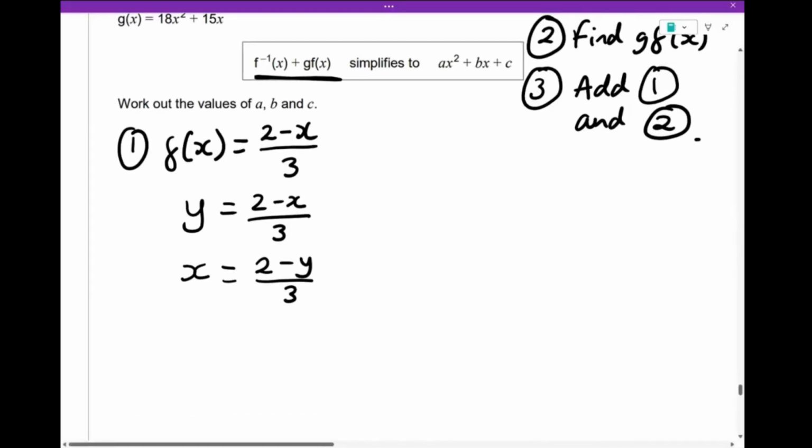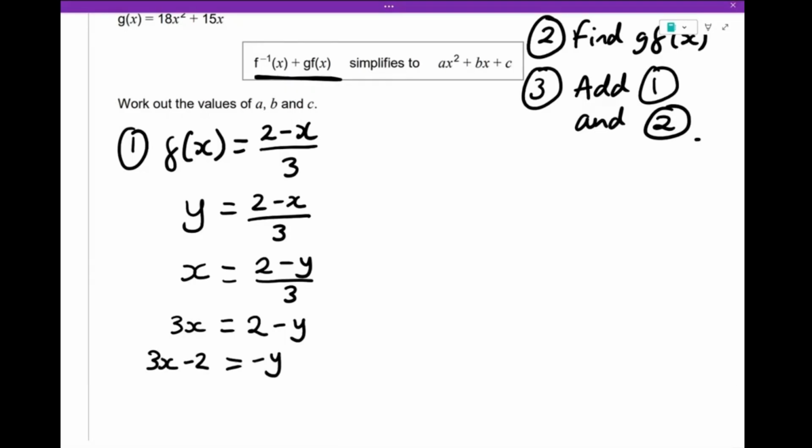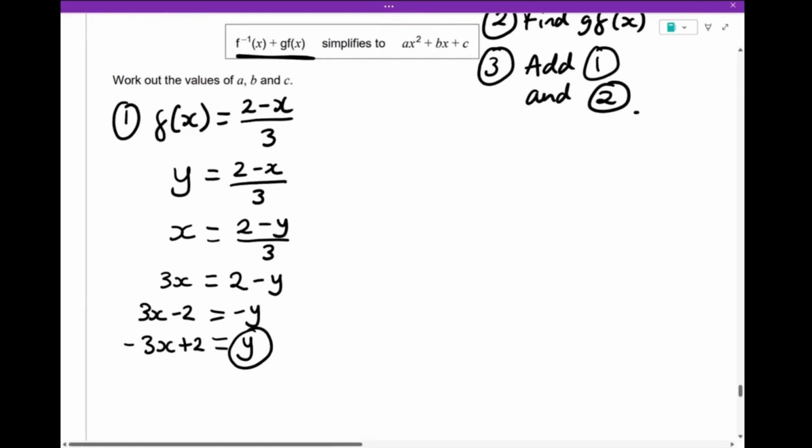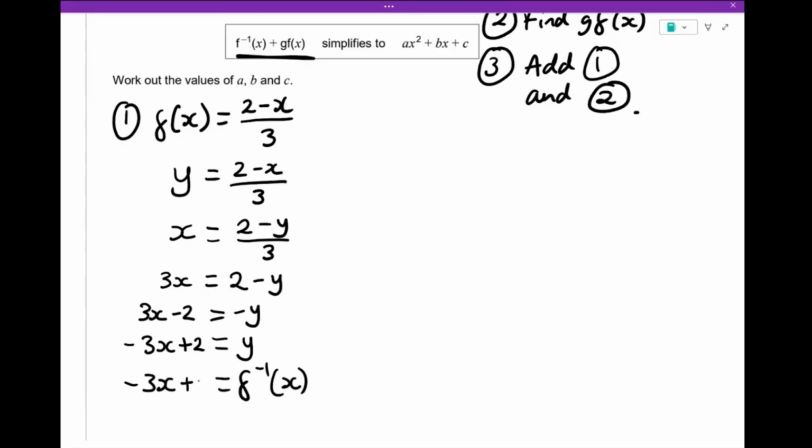Let's rearrange to make y the subject. So we're going to times by 3 to get 3x is equal to 2 subtract y. Then we're going to subtract 2, so we would get 3x subtract 2 is equal to negative y, and then multiply by negative 1. So we would get positive y is equal to negative 3x plus 2, like that. Then we just need to replace the y with the inverse function notation. So we're going to write inverse f of x is equal to negative 3x plus 2. So that is step 1 complete.